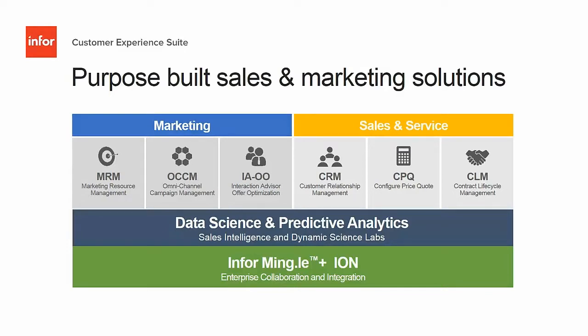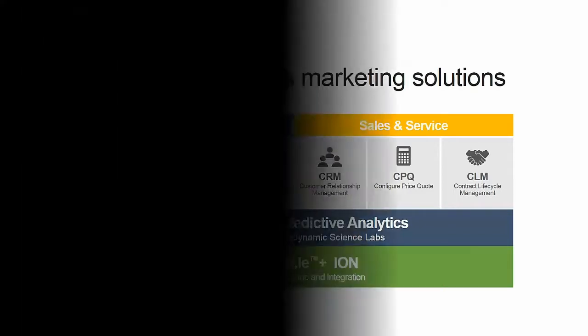Here on the screen, you can see the core components of the CX Suite. First, we offer the marketing tools needed by organizations to plan, execute, and monitor direct marketing campaigns across every customer contact channel. This is complemented by a comprehensive sales solution suite, ranging from customer and pricing management to contract management. Bringing it all together is the data science and predictive analytics. They work to optimize engagement and deliver better sales and marketing outcomes at scale. Lastly, we have the enterprise collaboration and integration, which ensures all the correct systems and data are tied together for a seamless user experience. For today's presentation, we will focus specifically on Infor CRM and explore how it unifies the efforts of sales, service, and marketing.